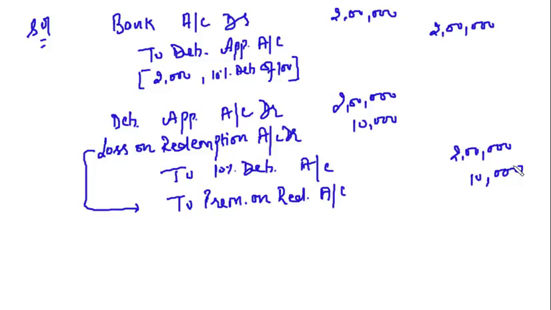If you are not clear with this loss on redemption, you must go through the videos of issue of debentures. There we have discussed this topic extensively. Right? You are taking 2 lakh rupees, you have to pay 2 lakh 10,000 rupees on redemption. So 10,000 is your loss on redemption. You have to pay more than what you have taken. Right? And what will be credited? Premium on redemption. Clear? Now, these entries are on 1st of April 2012.